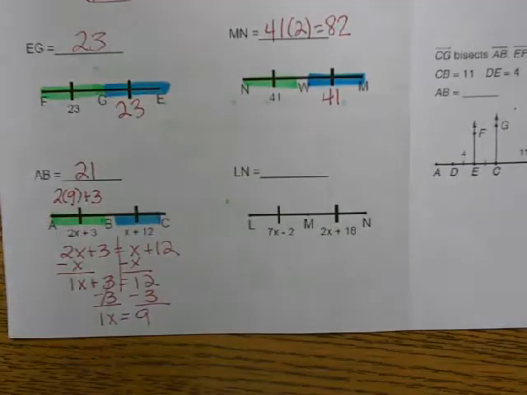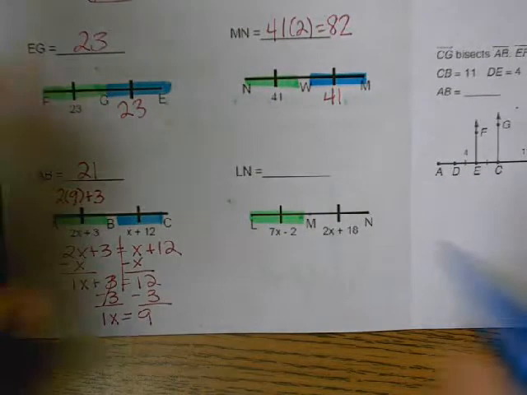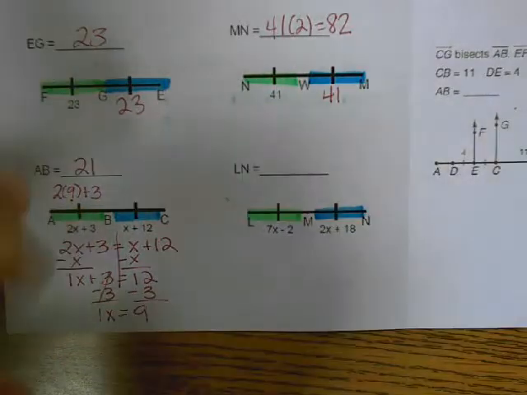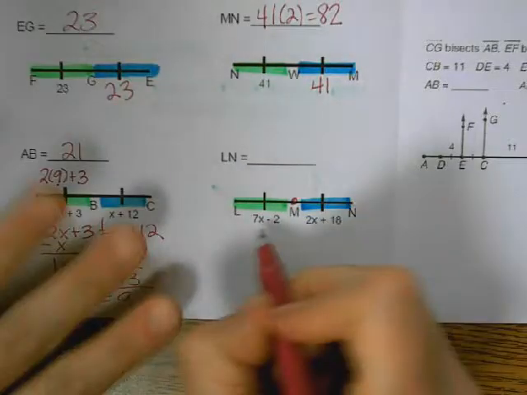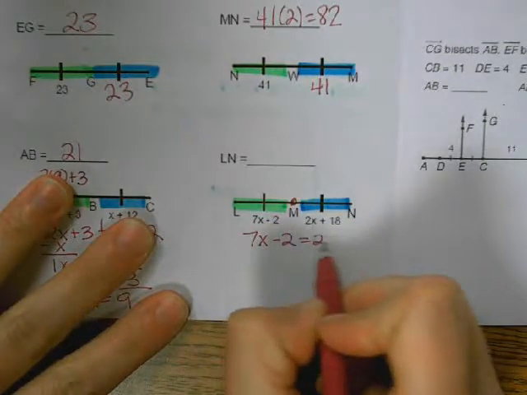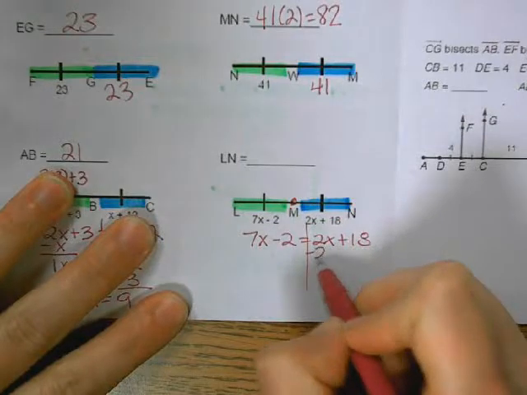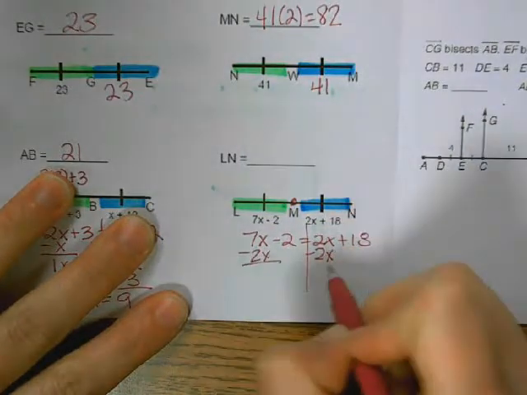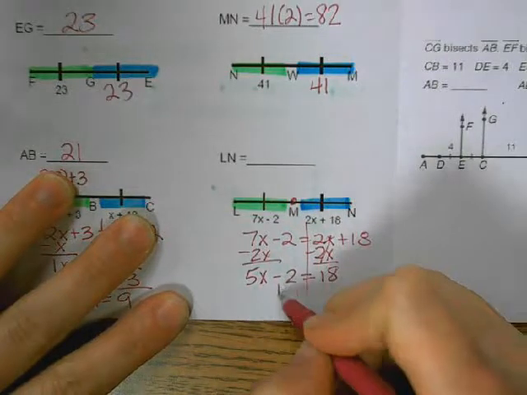Alright, LN, same thing. We're going to solve. That green part is supposed to be congruent to the blue part because this line here says they're congruent. M is the midpoint. So 7x minus 2 equals 2x plus 18. We're going to subtract 2x because 7x is my bigger side. 5x minus 2 equals 18.